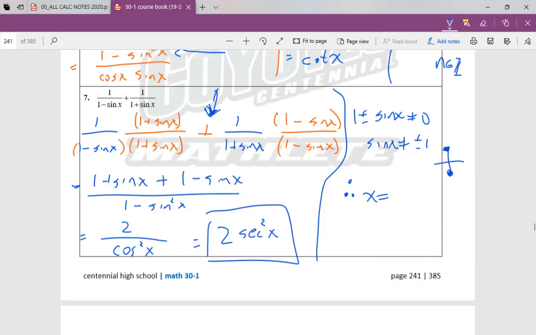x cannot equal, let's take the general form. The first one is pi over 2. If we rotate by pi, 180 degrees, pi gives us this one. Add pi, it gives us back to this one. And so we end up going plus n times pi, where n is an integer.